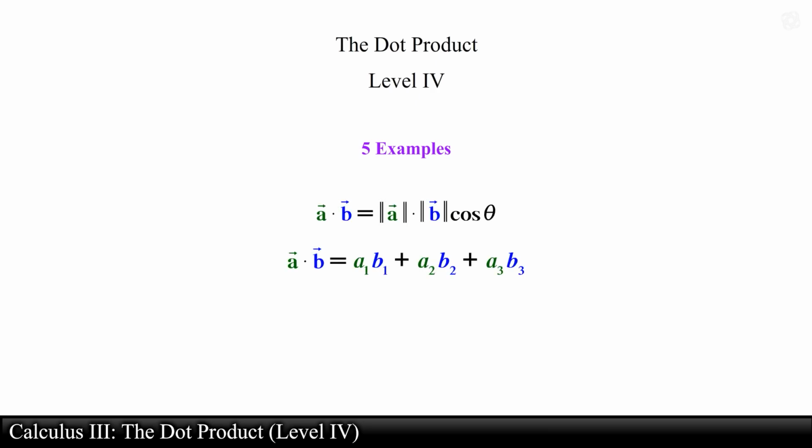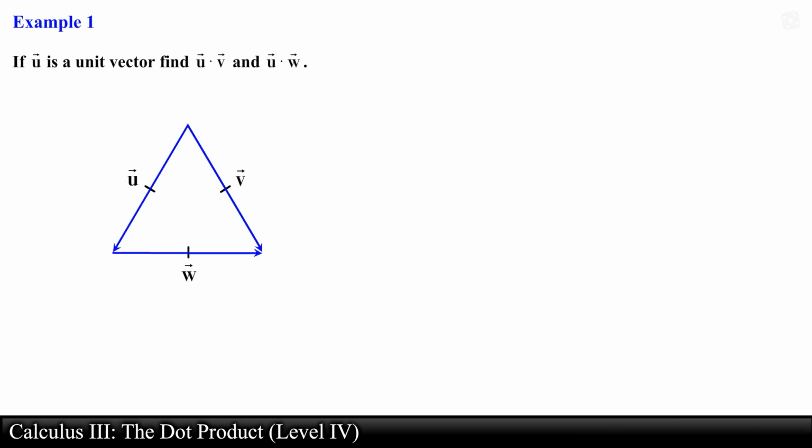The dot product, level 4. In this video, we're going to go over slightly more challenging examples that make use of the dot product. Let's jump straight into the first example. If u is a unit vector, find u dot v and u dot w.